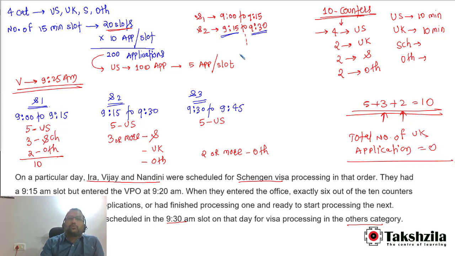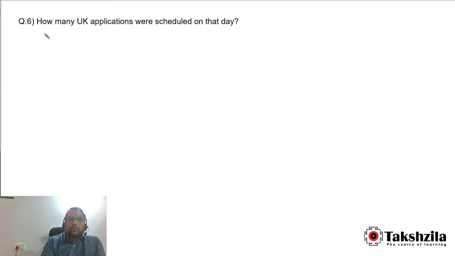This is one of our questions. Let me show you that question. Question number 6: How many UK applications were scheduled on that day? The answer of this question is 0. This is how we can solve question number 6.